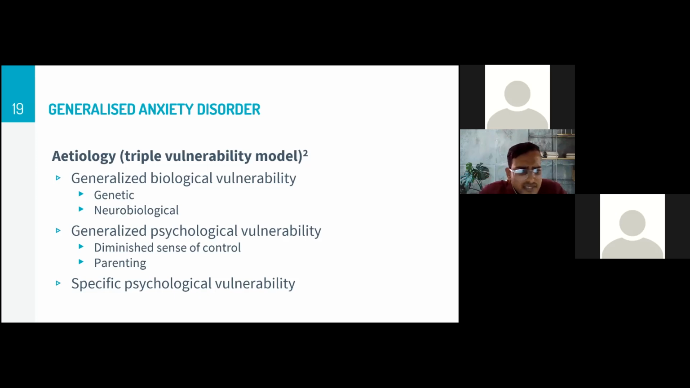Second is generalized psychological vulnerability. This includes a diminished sense of control. It includes trauma or intense attachment to primary caregivers. And the second one is parenting. Overprotective parenting or lack of warmth while parenting can also be a cause of generalized anxiety disorder. In specific psychological vulnerability, any stressful life events like loss of a pet or family member, or stressful events like rape, can be a cause for generalized anxiety disorder.